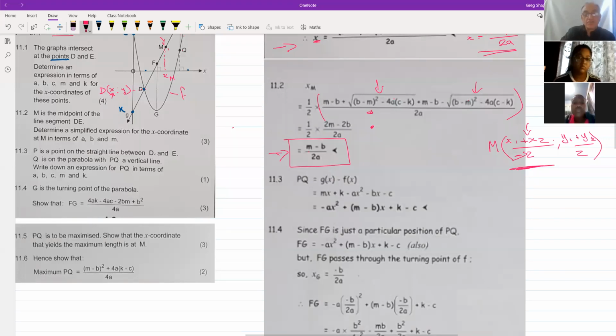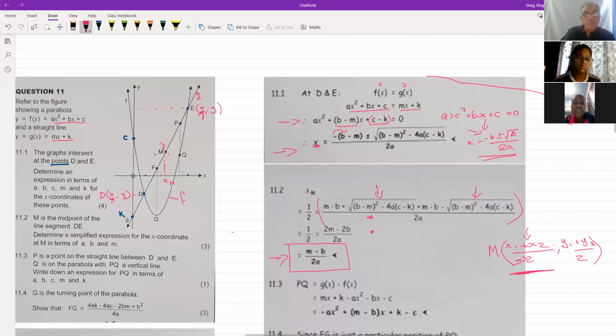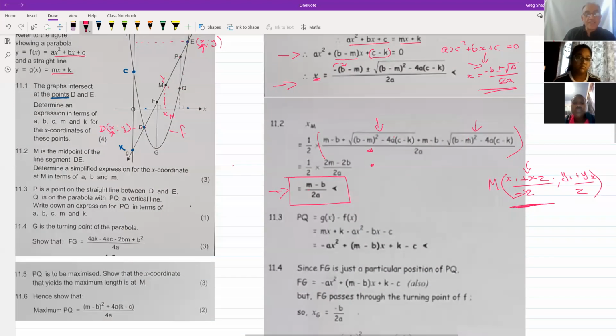And that was brilliant. And then it says the next one, 11.3, P is the point on the straight line between D and E. Q is on the parabola. So P is on the straight line, Q is on the parabola. With PQ a vertical line, we've discussed that. It's parallel to the y-axis. Write down an expression for PQ in terms of A, B, C, M, and K.